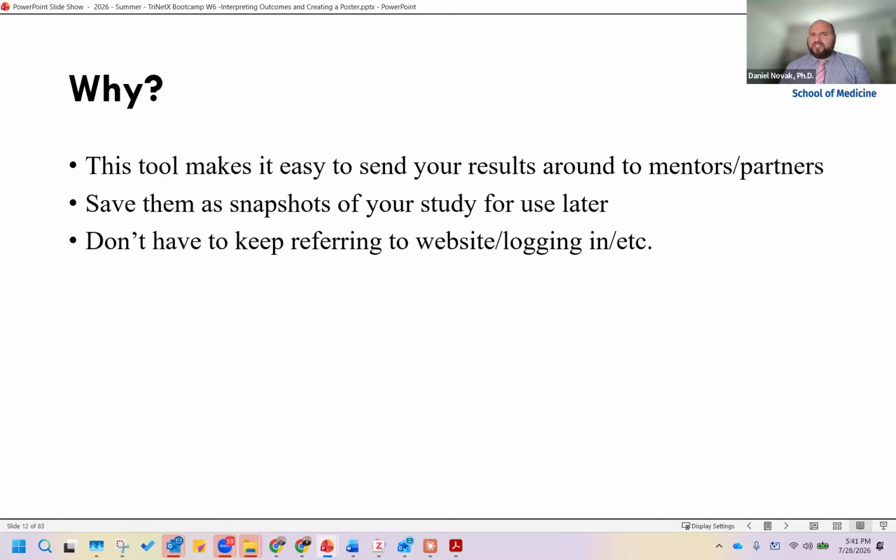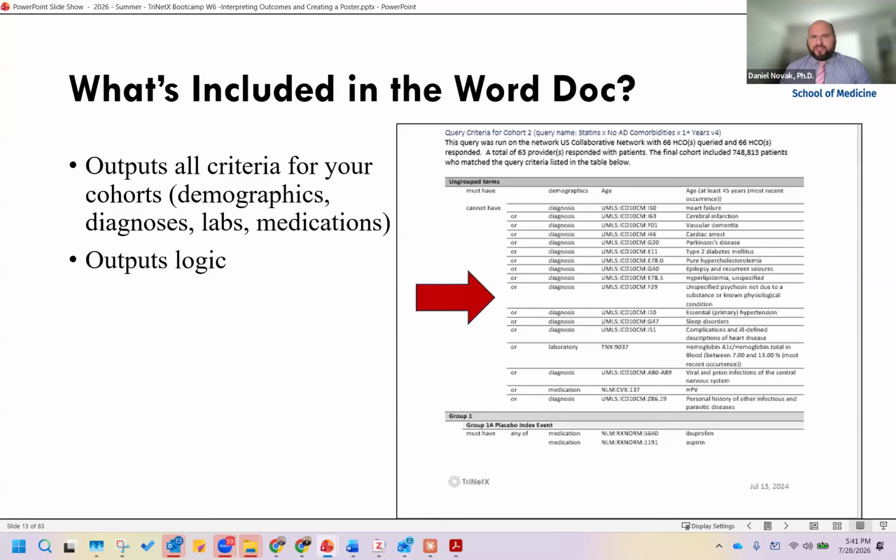And so if you ever get any questions from anybody about your numbers, let's say 10 years in the future people ask you questions about your study, you can refer back to TriNetX as it was when you saved your results. And that can really help. It also helps because then you don't have to keep going back to the website every single time you want to check your numbers or check out your structure.